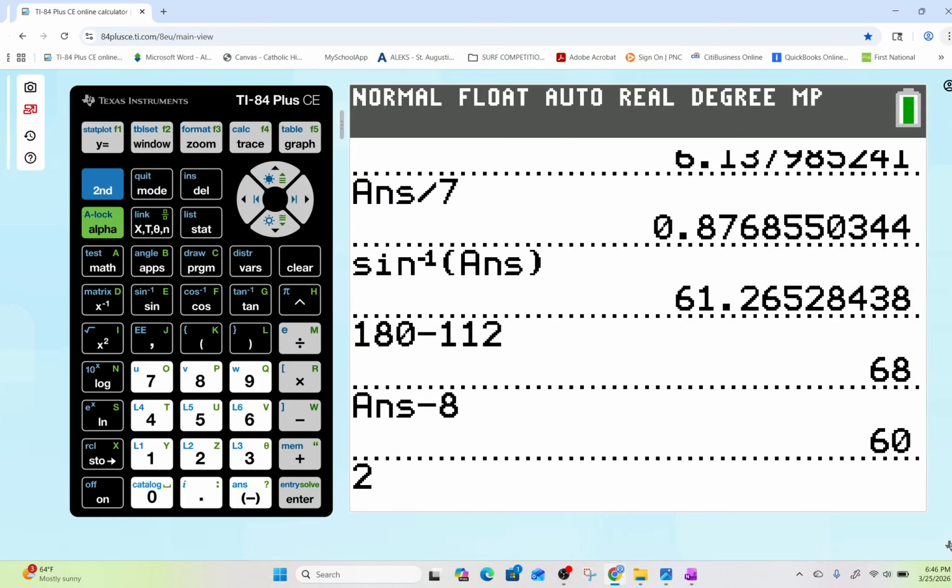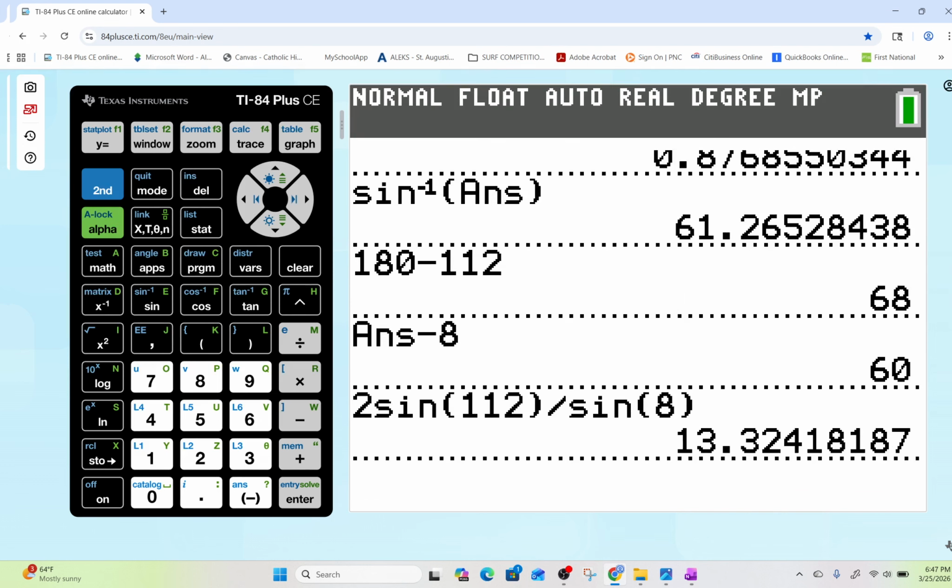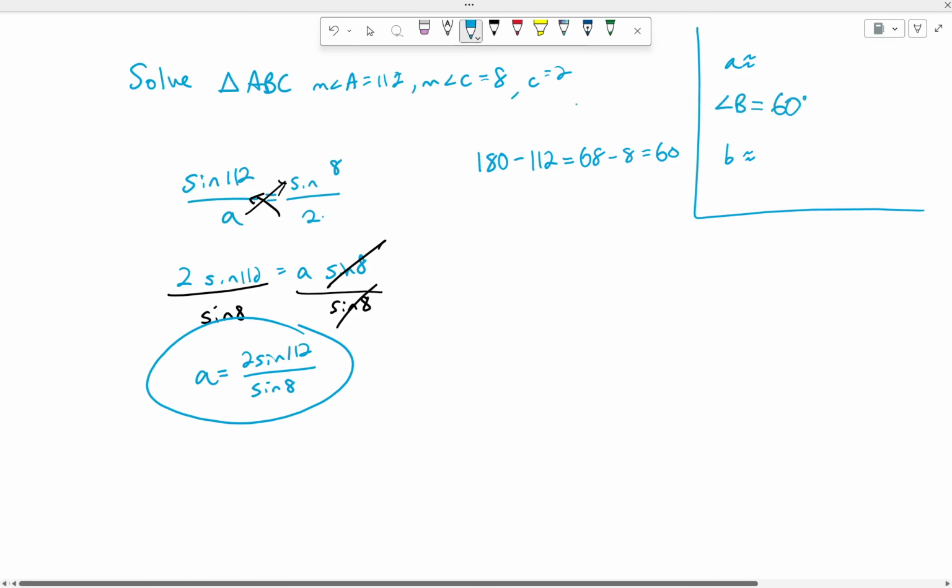2 times the sine of 112. All right. And we're going to divide that by the sine of 8. Let's see what we get. 13.3, which is correct, right? So let's go to our solution box and record a as 13.3. All right. Now, let's get b. So we already know what B is, which is 60 degrees.